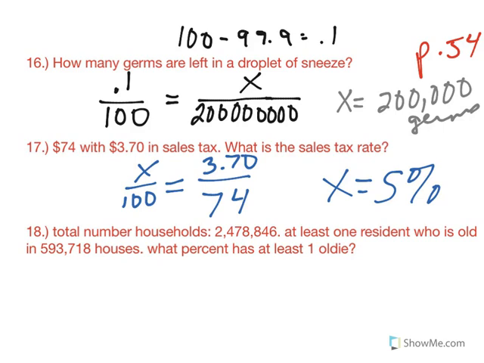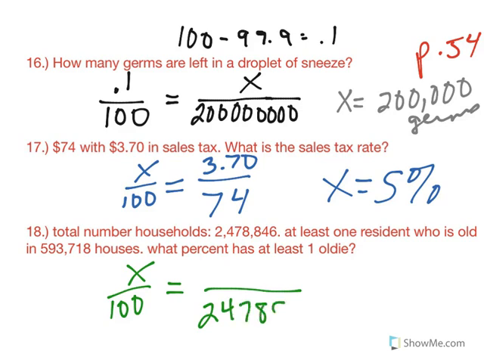What percent of Indiana households have at least one resident who is 65 years of age or older? So, we're trying to find percent. Percent is over 100. Now, part to whole. The total is 2,478,846, and the part is 593,718.